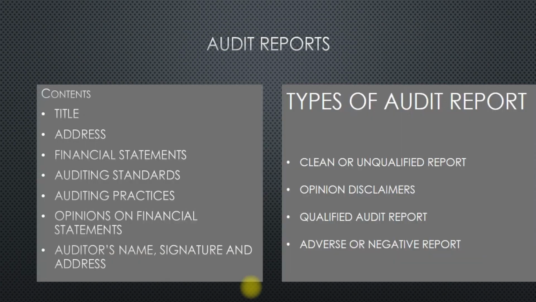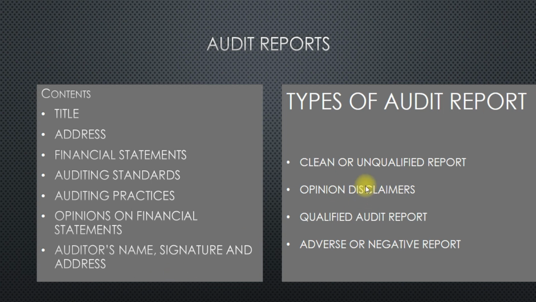Next, we'll take a look at audit reports. What are the contents of a good audit report? The following basic elements should be present in a good audit report, namely title, address, financial statements, auditing standards and practices that are followed in an audit, opinion on financial statements, and the auditor's name, address and signature. So that is the contents of a good audit report.